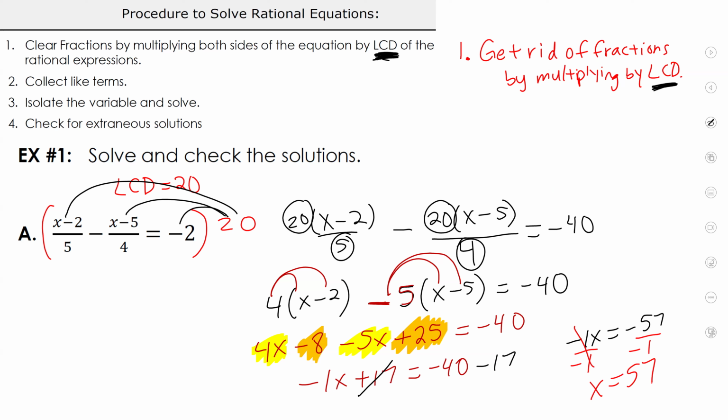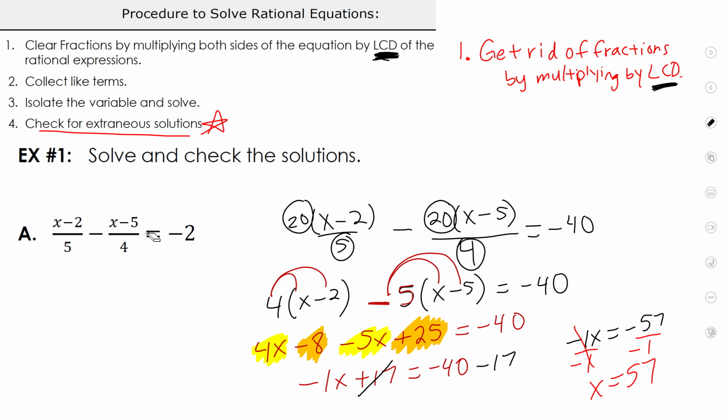All right, now remember, you want to make sure you check for extraneous solutions. So I'm going to plug this answer back into the original problem and make sure it makes sense. So let's check our answer. I'm going to go back to the original problem here. I'm going to plug in a 57 here where I see an x and a 57 here.